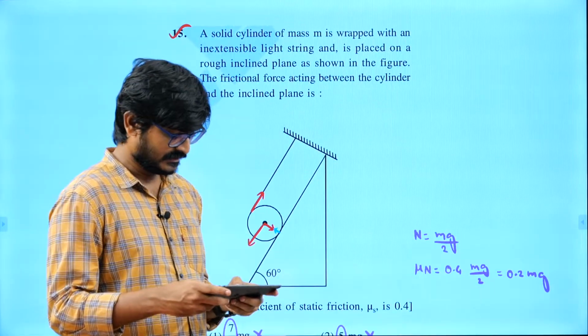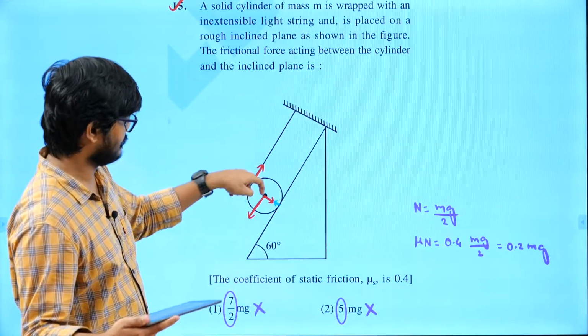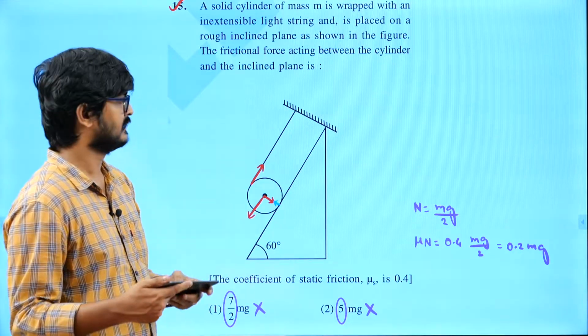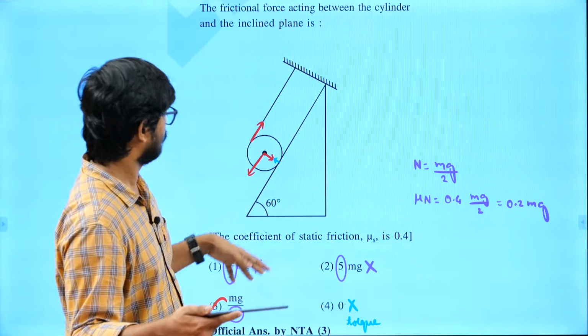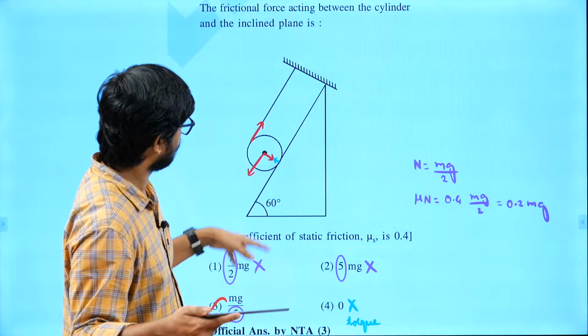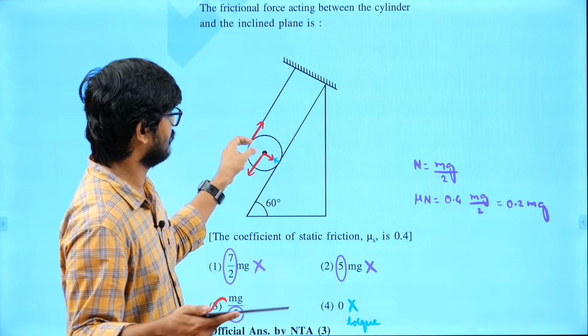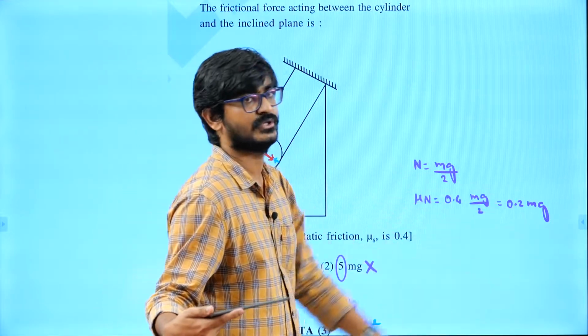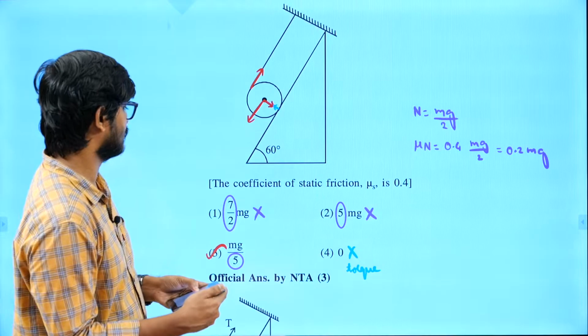And in this question, I will be drawing the FBD like mg sin theta, mg cos theta, normal, and this string. I didn't draw the friction, but from here I can see normal will be equal to mg cos theta, which is mg by 2. So maximum friction will be mu into N, which is 0.2 mg. So maximum friction is 0.2 mg.